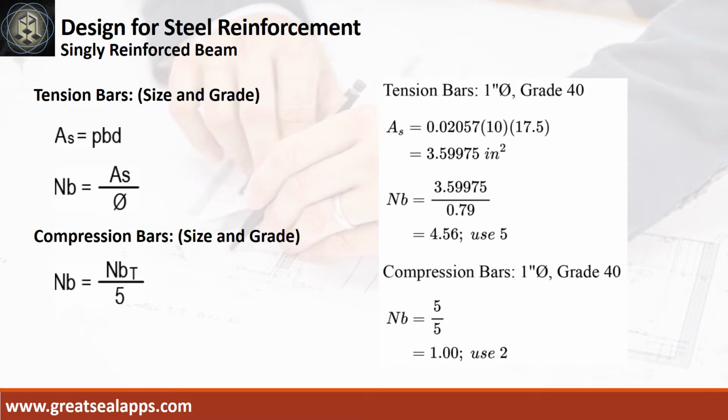Given ρ equals 0.02057, B equals 10 inches, and D equals 17.5 inches, the area of steel for tension bars is 3.59975 square inches, and the number of bars for 1 inch diameter is 5. The number of compression bars is 2.